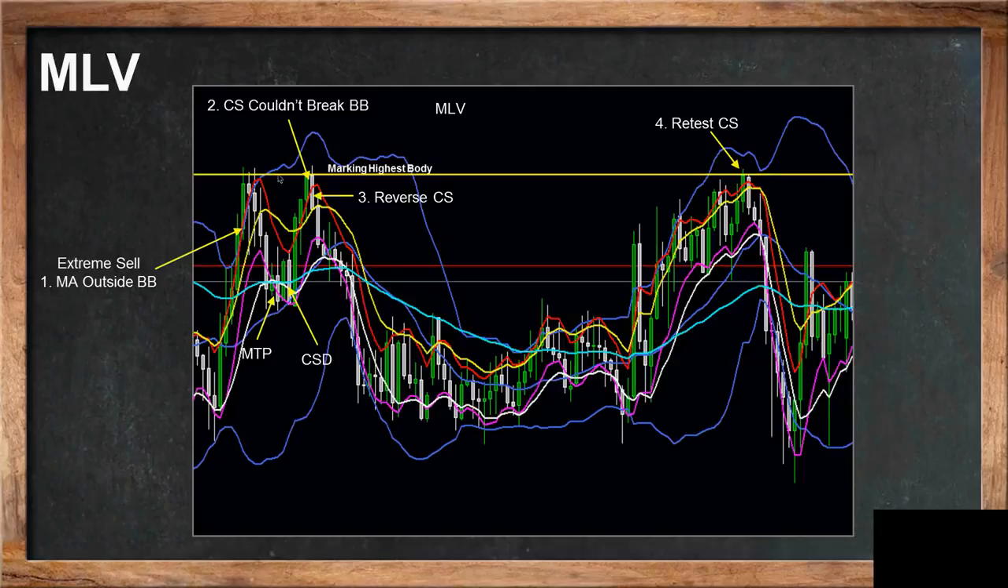All right. So over here, this is the third correction. This is the MLB, and it's just waiting for the retest. So the retest happens over here. As you can see, this is a good example of an MLV. Sometimes, if you're lucky, the retest might be at this particular area. But I just took this example to show that it is very important to make sure that your marking highest body is always there.